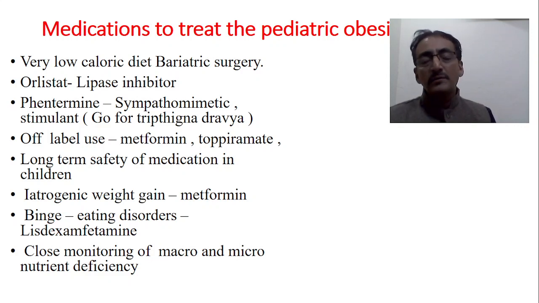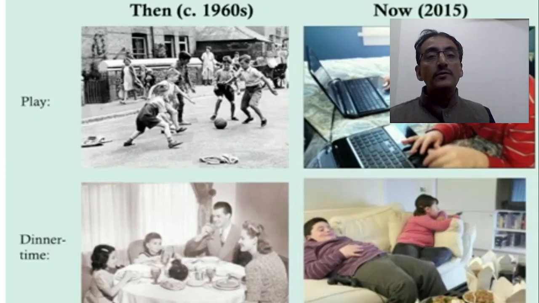That is for so many other problems. Long-term safety of medication in children is also very important. Iatrogenic weight gain is also there with metformin, steroids, etc., and that has to be kept under observation. Binge eating disorders may be there, and they should also be treated. Close monitoring of macro and micronutrient deficiency has to be also seen.